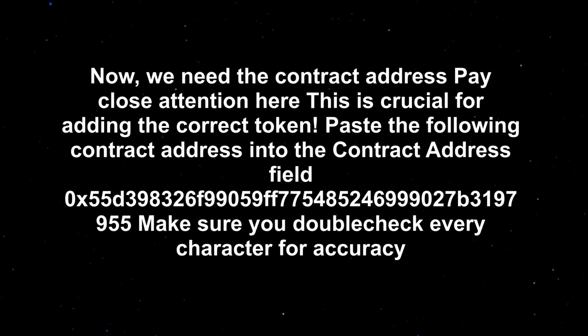Now, we need the contract address. Pay close attention here. This is crucial for adding the correct token. Paste the following contract address into the contract address field: 0x55d398326f99059fF775485246999027B3197955. Make sure you double check every character for accuracy.